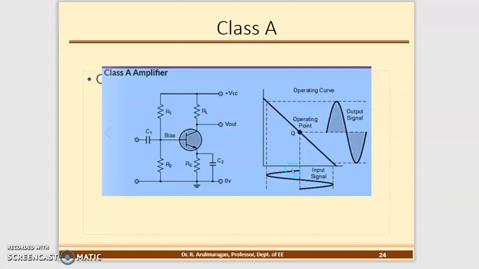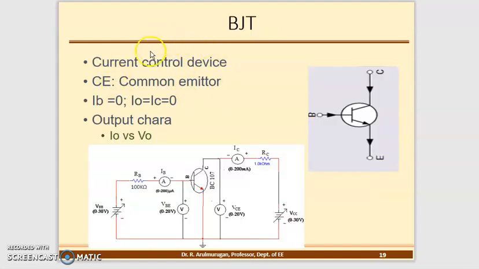The next thing you want to know about is the controlling device. This BJT is a current control device. Current control device means what? It's a current dependent parameter. Whatever the input side varies, how are you going to vary it? Either the voltage or the resistance. So with these two you vary the input side. If I vary the input, what will happen? The flow of current varies.